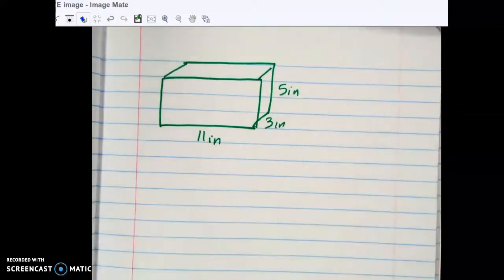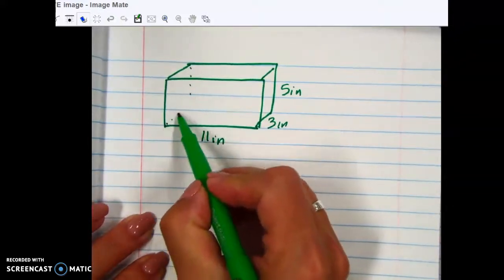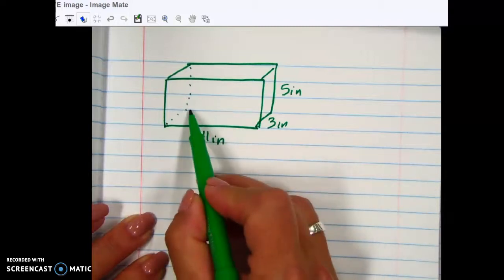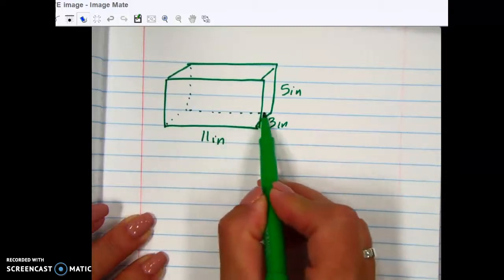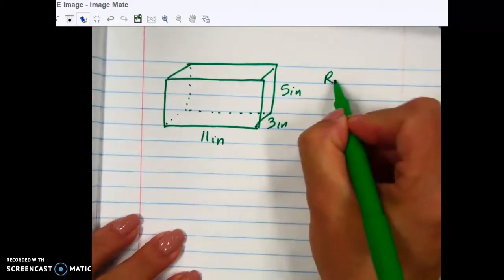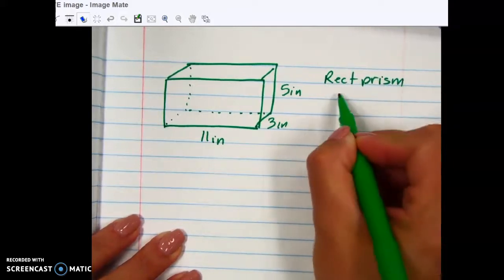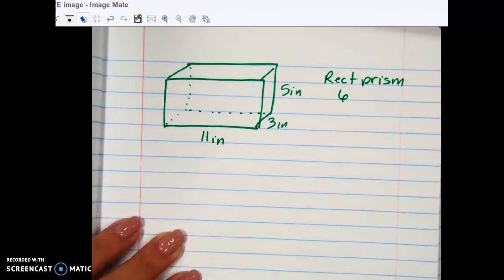Now, how in the world am I supposed to come up with surface area when I'm only given those dimensions? Well, how we do that is we take a look. I'm going to draw my little dotted lines so that we make sure we know. Not the best looking prism, but I did okay. We know that it's a rectangular prism. We know that it has a total of 6 faces and bases.